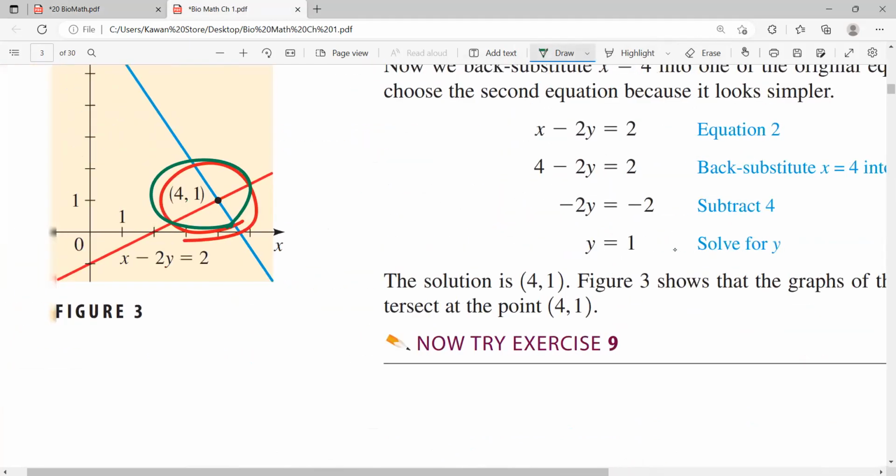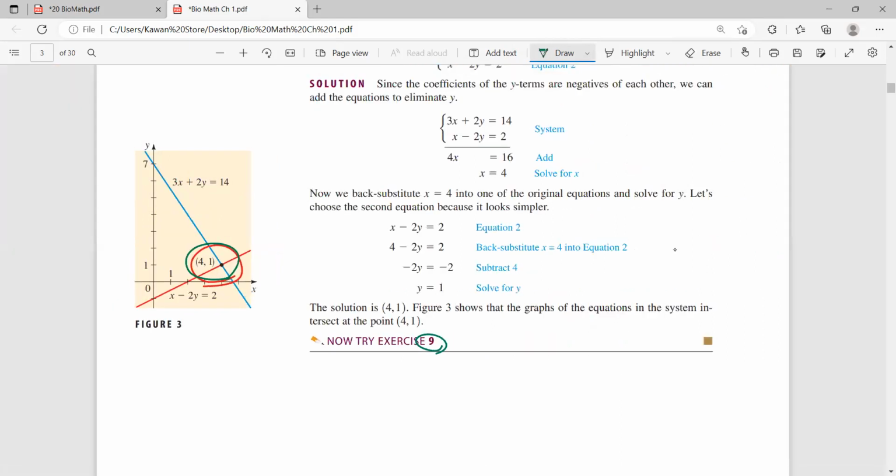Clear, dears? Kindly, at home, try to solve exercise number 9 by the elimination method. Maybe during the exam, I will say use elimination. So kindly try to master both of them.